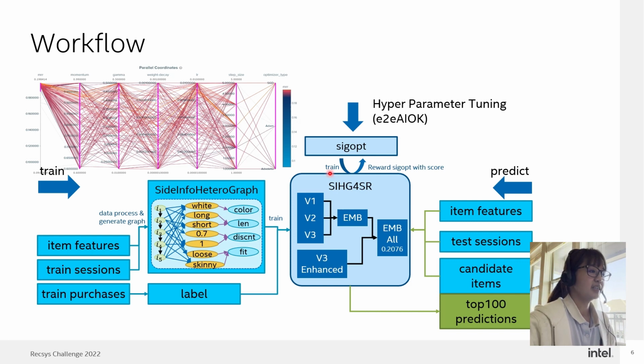Another thing we are doing here is ensemble. As you already know, we have different types of training strategies, and we choose different features for the graph. This is why we finally divide our model into 3 sub-models, which are V1, V2, and V3. And the V3 enhanced is just the hyperparameter tuning part. So we ensemble these 3 models together, and then we ensemble with V3, and then we got our last model, which scores 0.2076 on the leaderboard, and this is our final score.